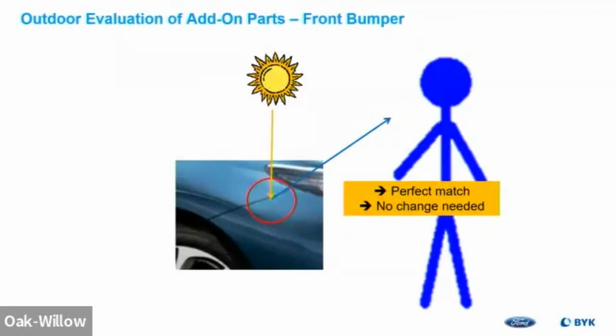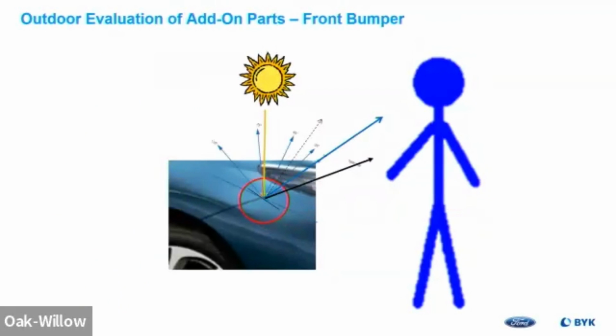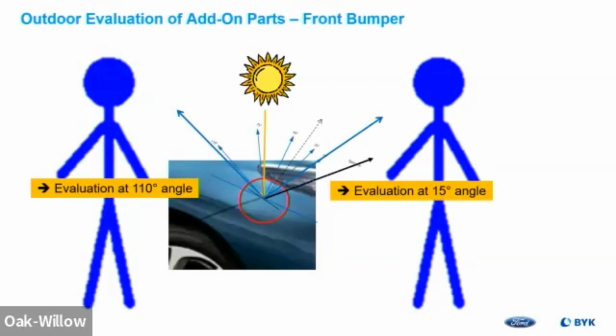And the other part of this is when I'm standing on one side of the vehicle and someone else is standing on the other side, I can think that everything looks great. And the person on the other side can think it's a bad match because we're actually looking at two different angles. I know a lot of times everyone stands in kind of like a semicircle. So all the people in the semicircle are looking at different angles on the vehicle. And in this case, I'm looking at the 15 angle and the other person is looking at the 110 angle. So this is really going to change how you evaluate the surface.